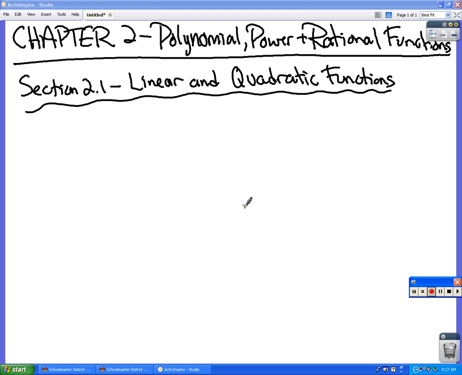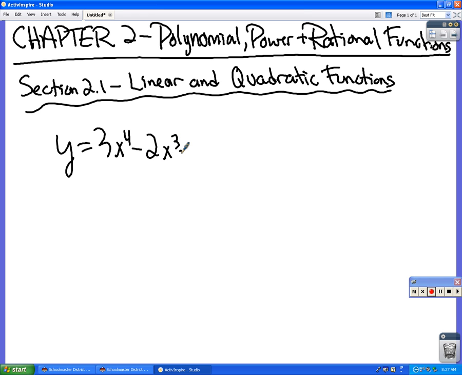So in this chapter, we're going to talk about polynomial, power, and rational functions. What's a polynomial, by the way? Can you give me an example of a polynomial? Gabe? Like the powers. Yeah, the powers. So any normal thing, y equals 3x to the 4th minus 2x cubed plus 7x squared minus 4x plus 12 is an example of a polynomial function. So we're going to start by talking about those.